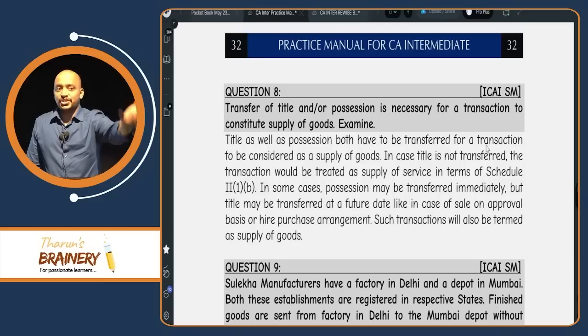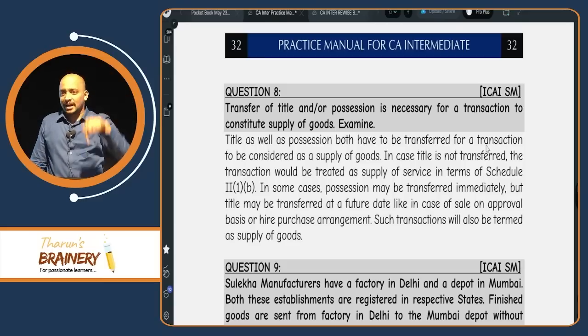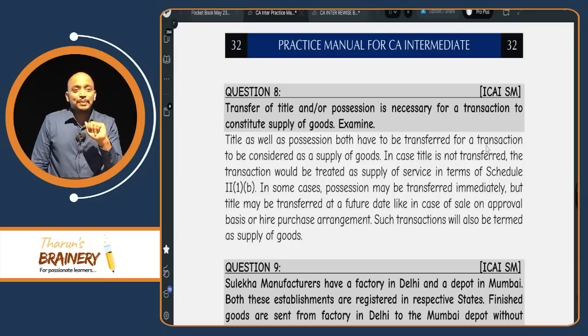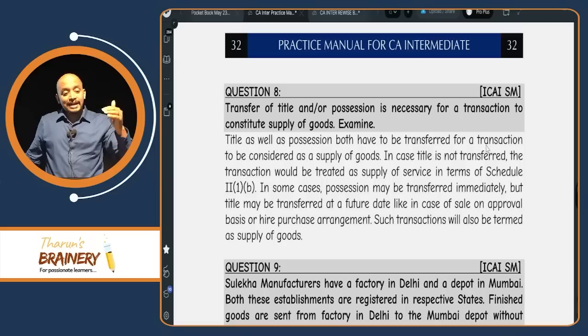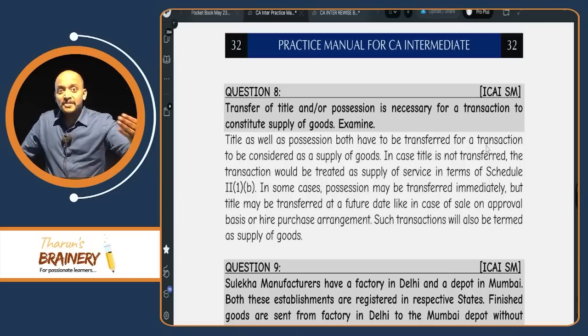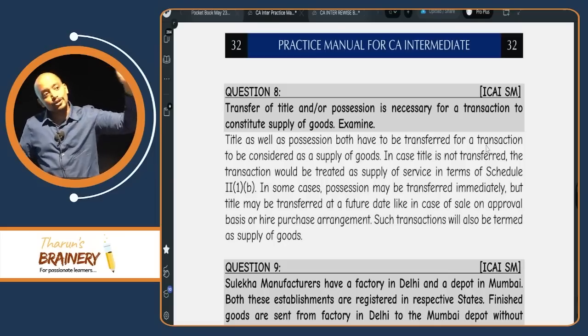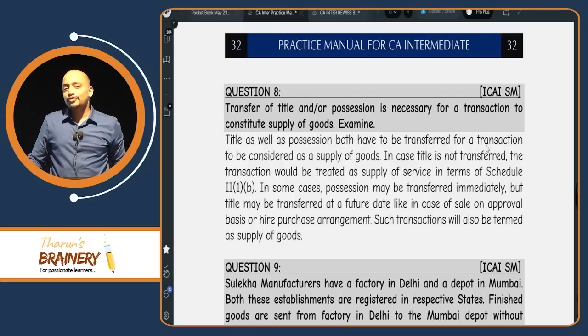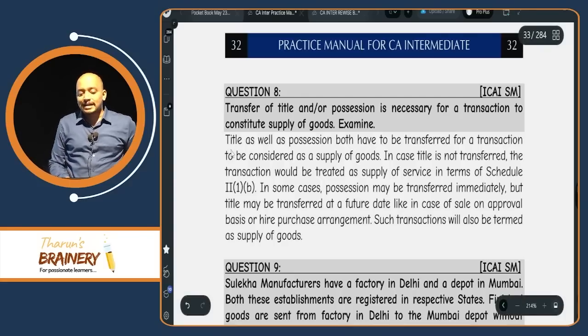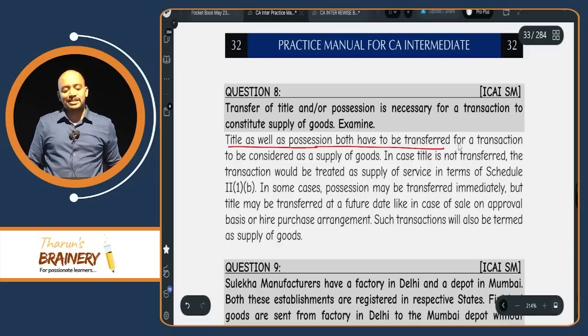Mere transfer of possession without transfer of title is not supply of goods. It will be supply of service. And transfer of possession, where an agreement to transfer the title at a future date, is also supply of goods. So therefore both should be present. Title as well as possession, both have to be transferred for a transaction to be considered as supply of goods.